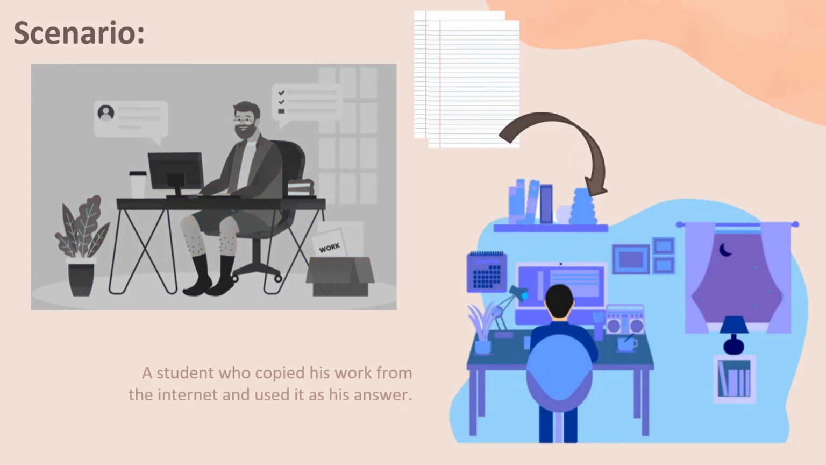On the right side, we have a student who copied his work from the internet and used it as his answer. So this student took the author's work and claimed it as his own. Why is this considered as plagiarism? It's considered as plagiarism because that work that the student claimed as his own answer is not really his. He took it from the internet. He copied it from the source and pasted it on his work and claimed it as his own.